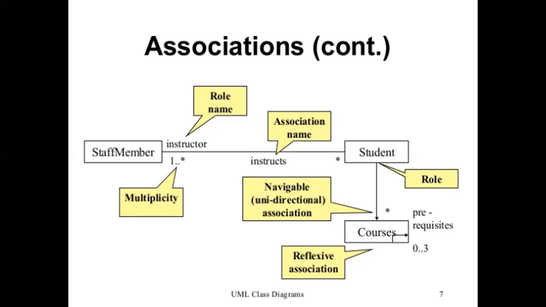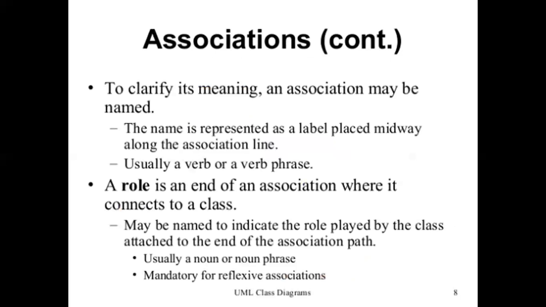So the staff member is multiplicity and students is also multiplicity, that is student multiplicity, that is the association is a many-to-many association. And student course means the students can study any course, that is the course multiplicity. Here we are using role, instructor role, multiplicity, association name, and next one is role, and navigability, unidirectional association.